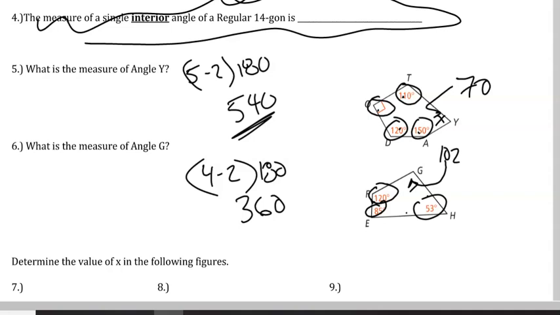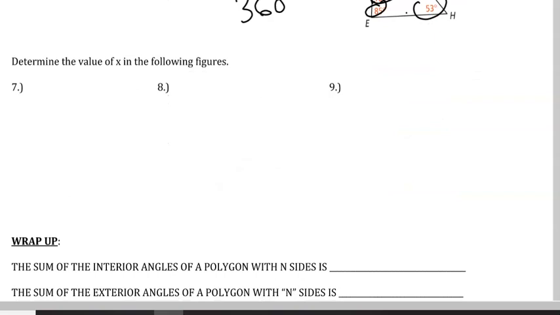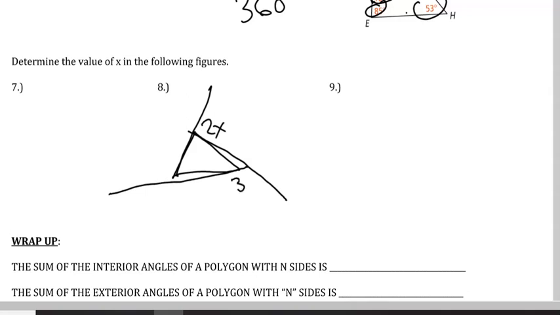Now I want to do one last problem. Let's say we had this: 2x, 3x, and 5x. If we wanted to solve for this, we would add all these together. So we would have 2x plus 3x plus 5x. But what would we set it equal to? Would we set it equal to 180 because it's a triangle?